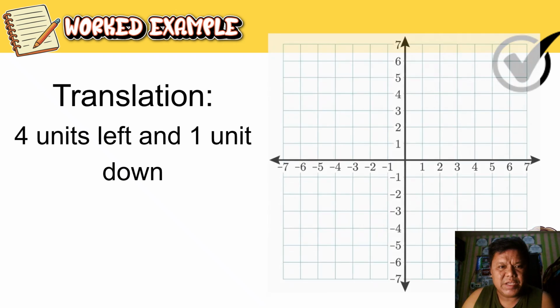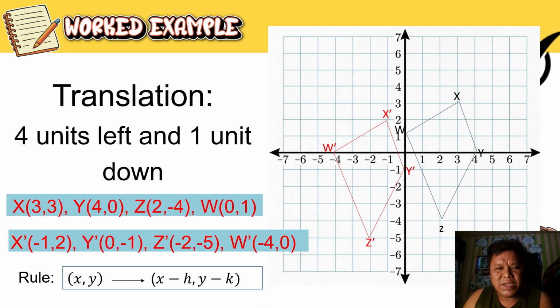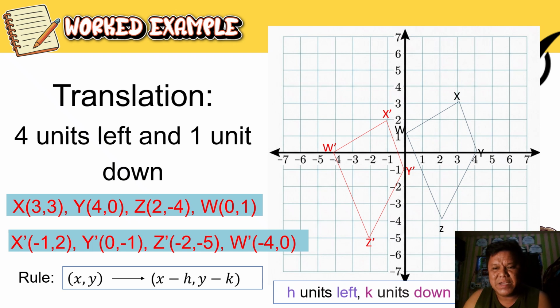So this is now the translation of 4 units left and 1 unit down. So the question is, what is the rule of this translation? Since this is 4 units left and 1 unit down, it means the value of h is negative since it's left, and k is negative since it is down. So the rule here is (x, y) becomes (x minus h, y minus k). So it means it is h units left and k units down.